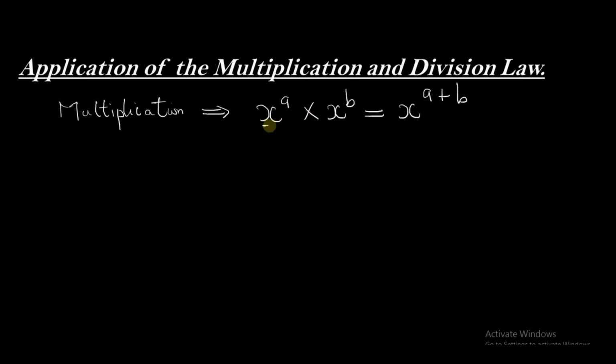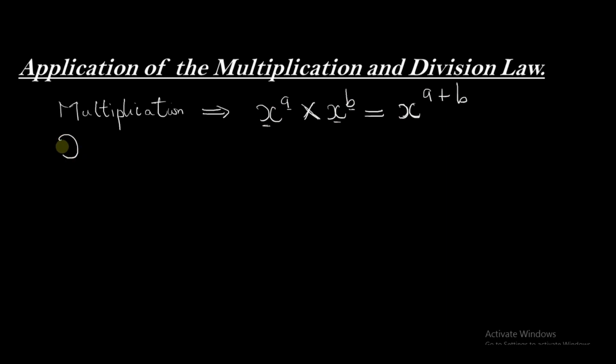The x that is here is the root number while a is the power. The x that is here is the root number while b is the power. So whenever the root numbers are the same, x and x, and you have a multiplication sign between them, what you do is just pick one of the root numbers, which I've picked here, x, then add the powers. This is what the multiplication law states: x raised to the power a times x raised to the power b is equal to x raised to the power a plus b.